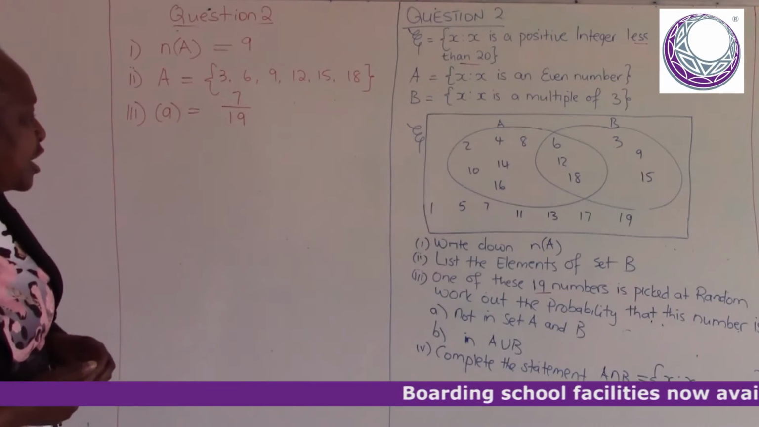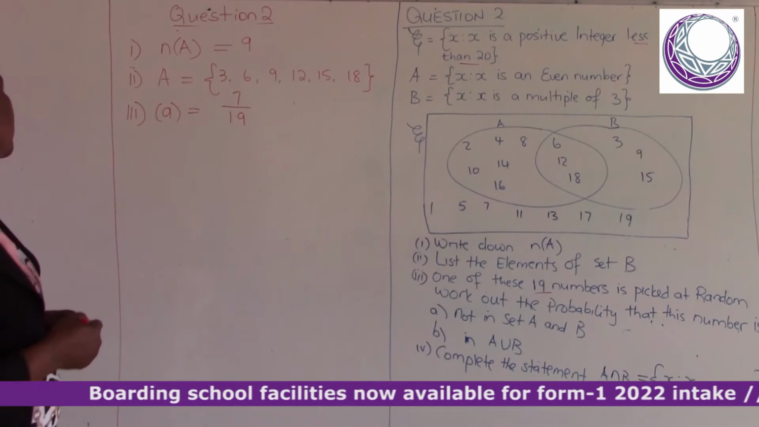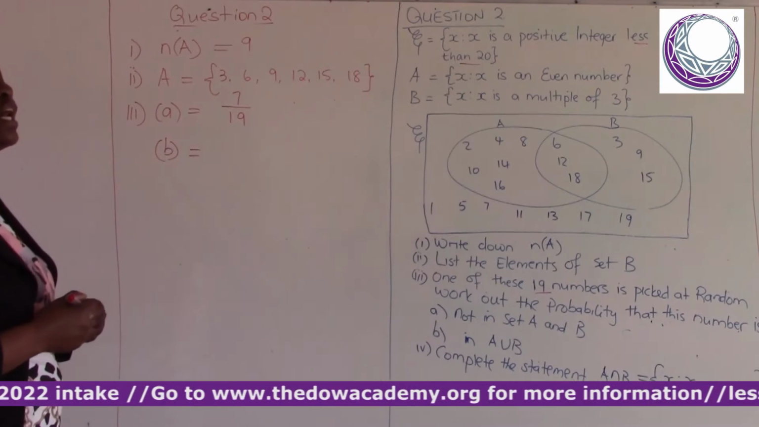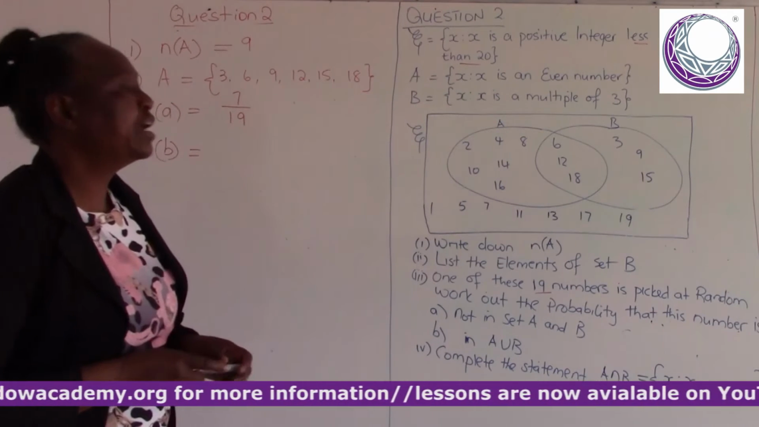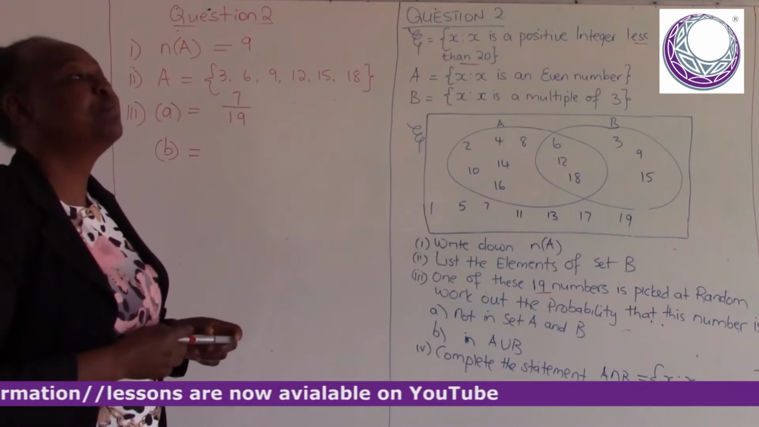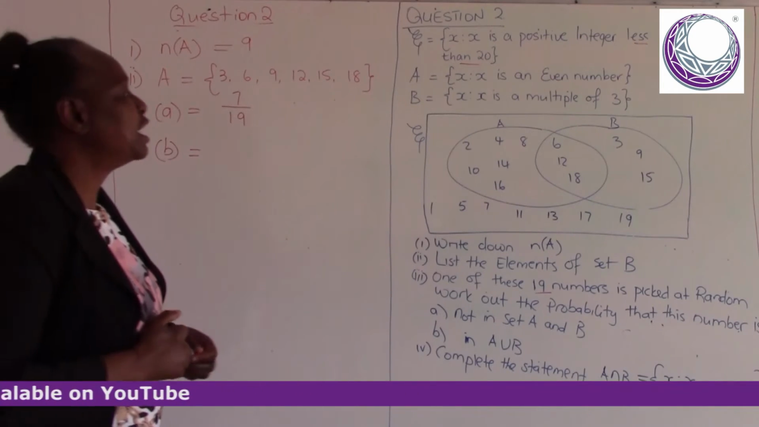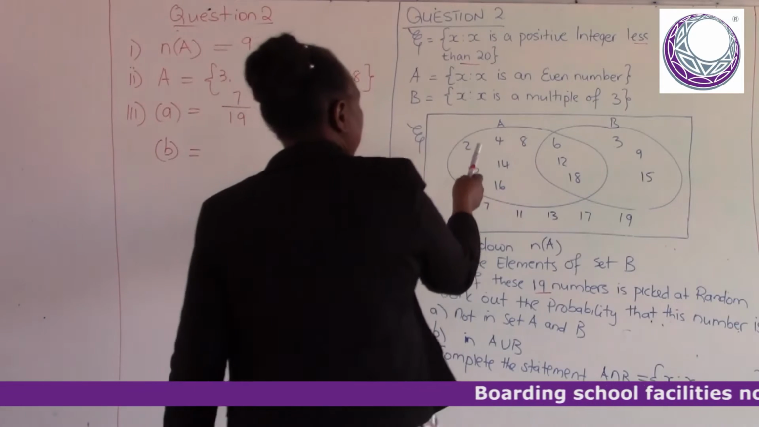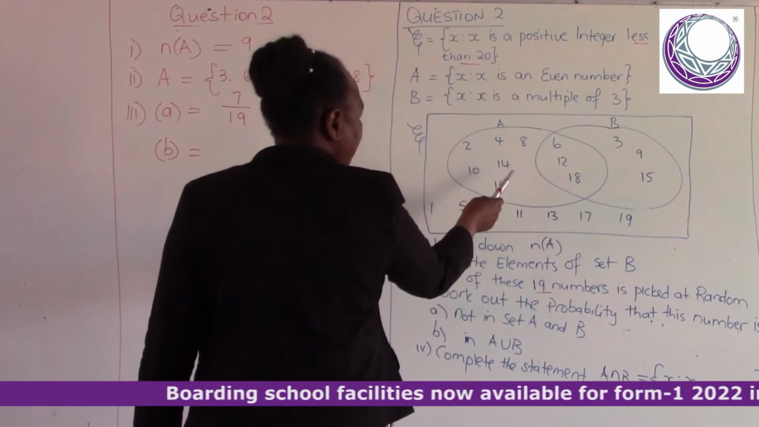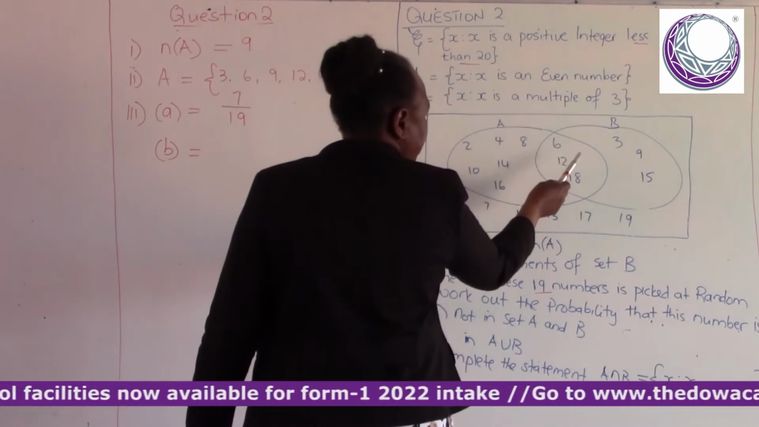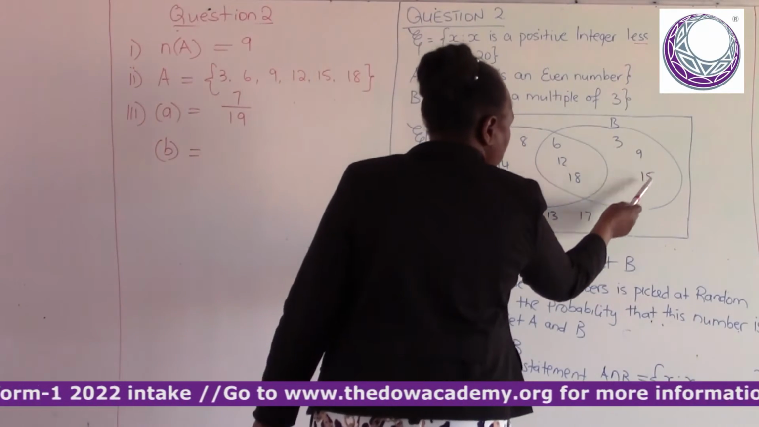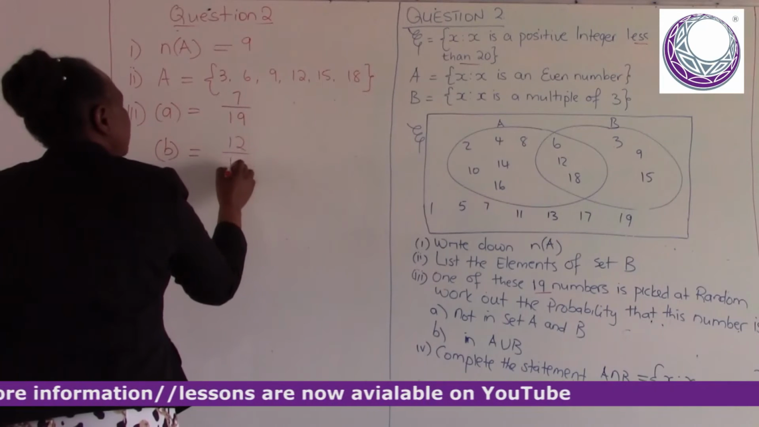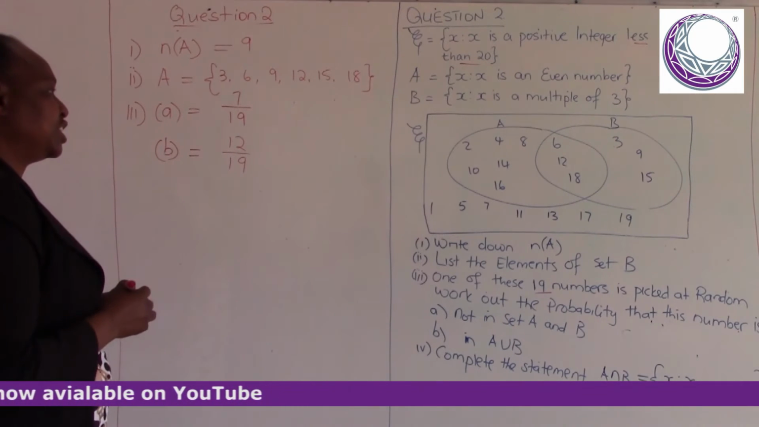And the number that is in A union B. A union B means we take up all the elements of A and all the elements of B, we put them together, and we do not repeat elements because they are in the intersection. So it's a question of also counting physically. 1, 2, 3, 4, 5, 6, 7, 8, 9, 10, 11, 12 elements out of 19. So our probability is 12 out of 19.